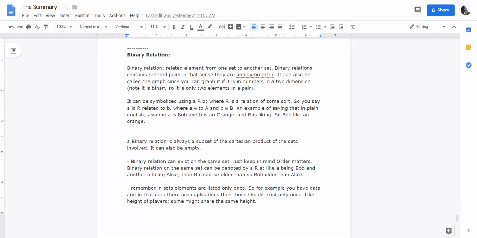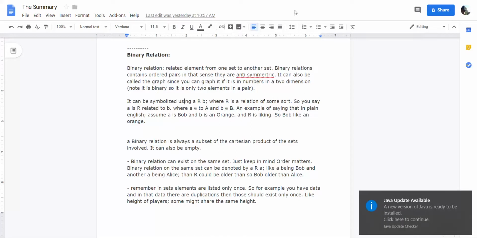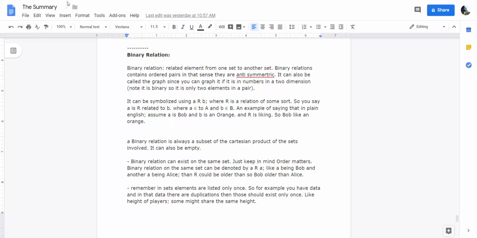One thing to note is that the Cartesian product is the combination of all the elements in set A with the elements in set B. The binary relation is always a subset of the Cartesian product of the sets involved, and it can also be empty, by the way. Again, as I said, a binary relation can exist on the same set.